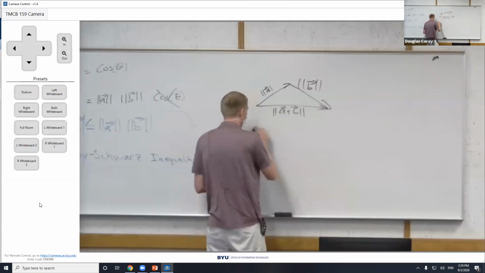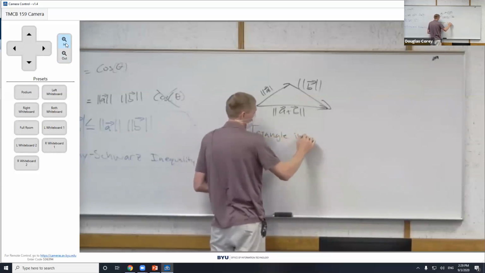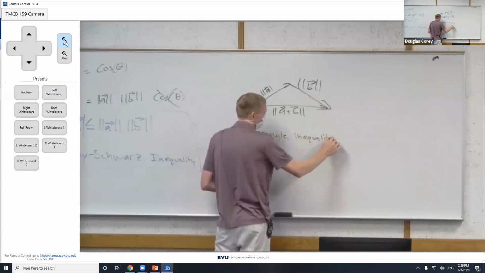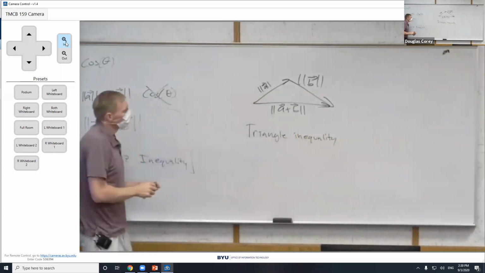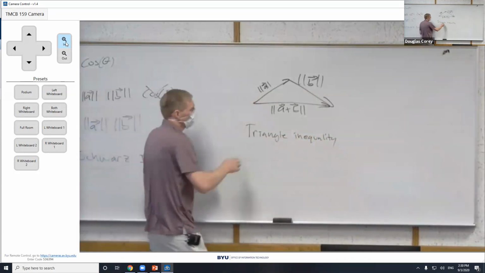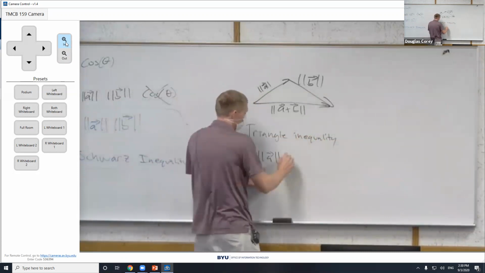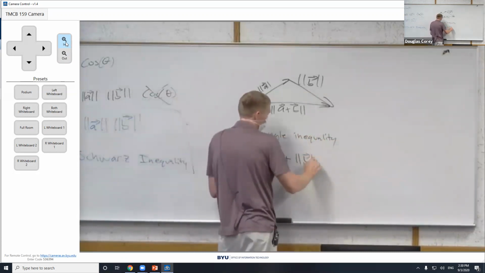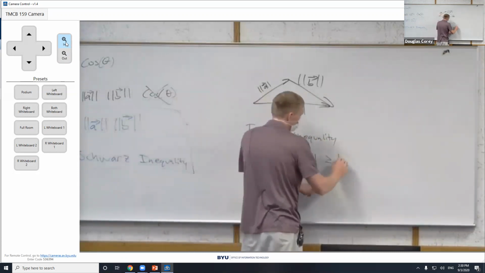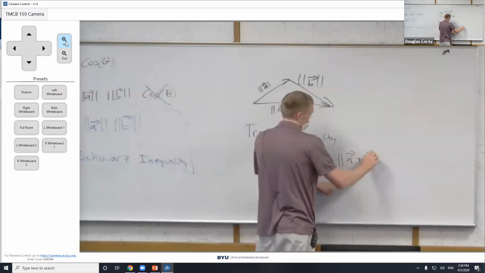Okay, so this is called the triangle inequality. These inequalities we end up using to prove things about vectors sometimes. To prove that, actually, you can use Cauchy-Schwarz. So the triangle inequality is that the length of A plus the length of B is going to be greater than or equal to the length of A plus B.